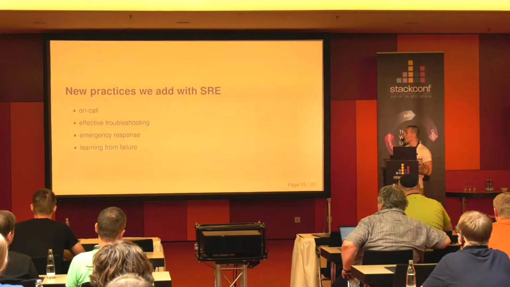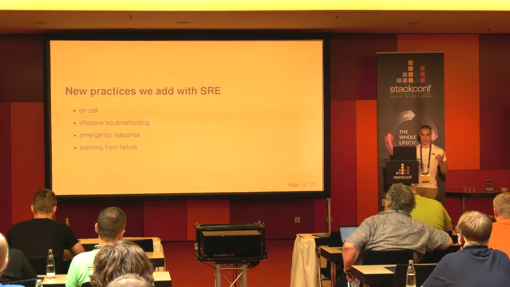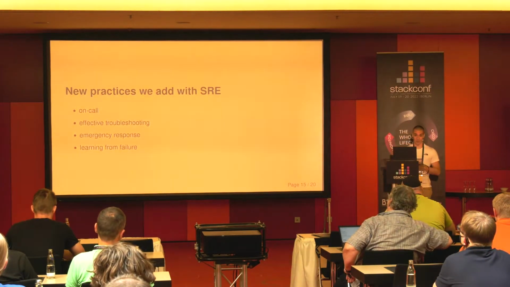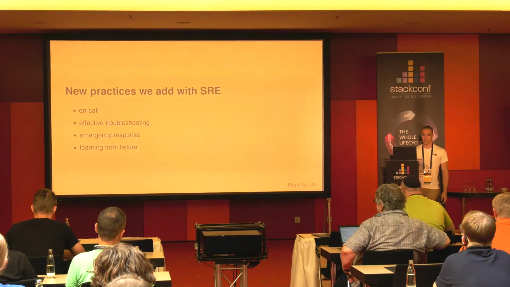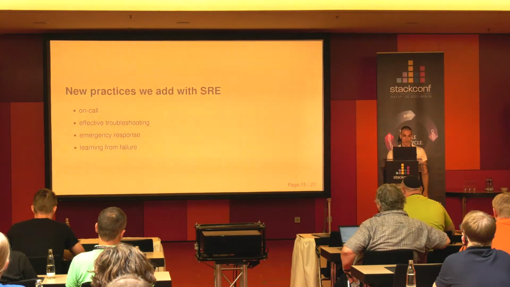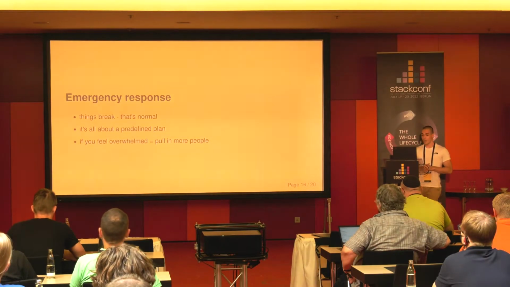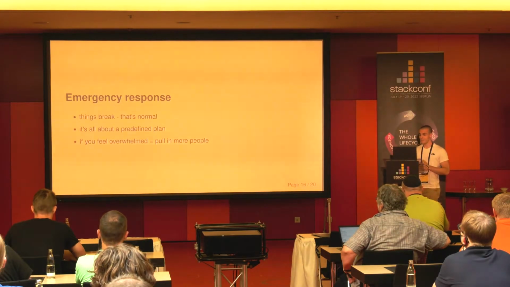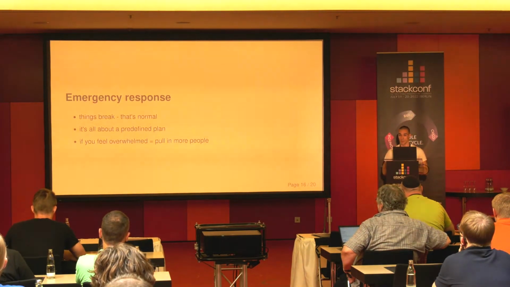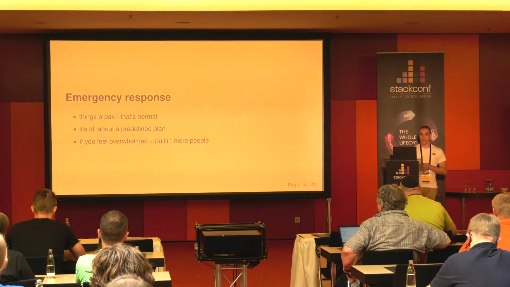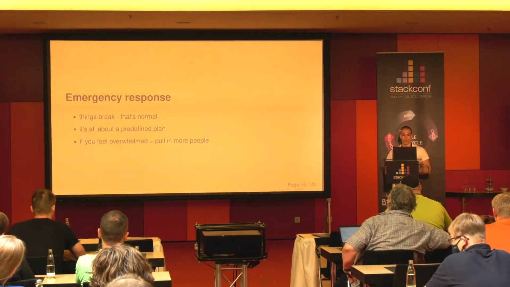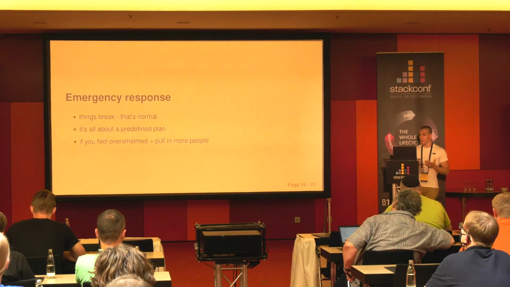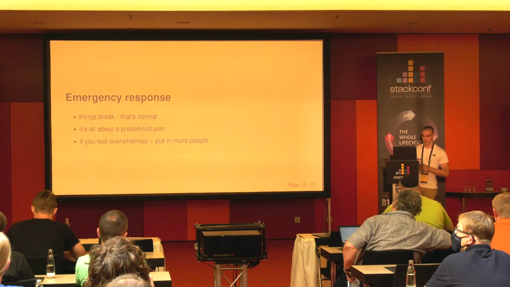What else did we have? Well, being on call, some of you might already have been. Effective troubleshooting, the way we handle emergencies and incidents, like how we learn from our failures with blameless postmortems, for example. Emergency response: just keep in mind, things break, that's normal, we heard it pretty often today. And then it all comes down to a predefined plan, like incident management in your company, so that you can relieve the pressure from your engineers, so they have more time to figure out the real problem. And if you feel overwhelmed, just pull in more people. It's okay to not know everything.